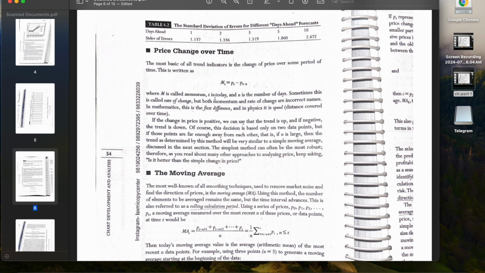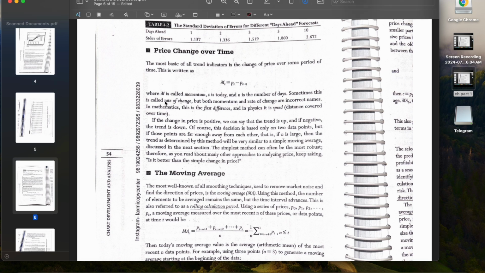Sometimes this is called the rate of change. What is the meaning of momentum? Momentum means rate of change. At what rate is the price changing? That is exactly the meaning of momentum. So momentum and rate of change are just different names. In mathematics, this is the first difference, and in physics, it's the speed. So the same meaning has multiple definitions, multiple words which basically suggest the same thing.